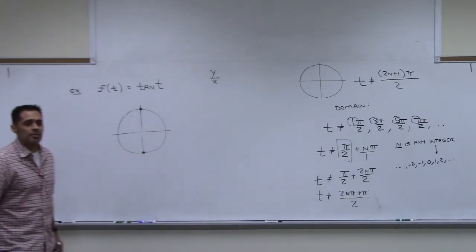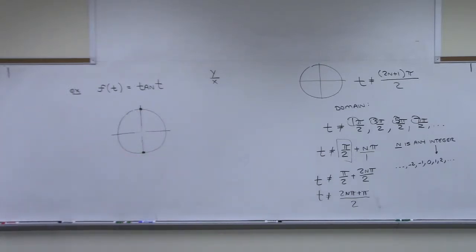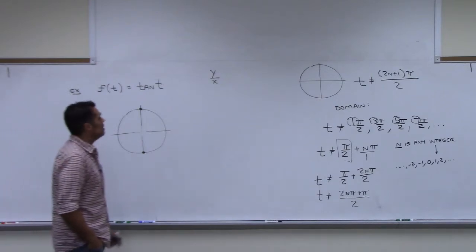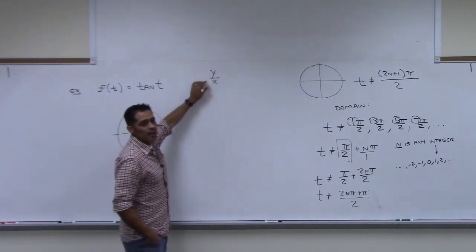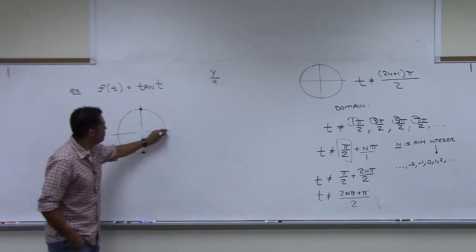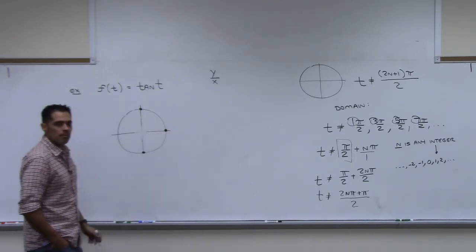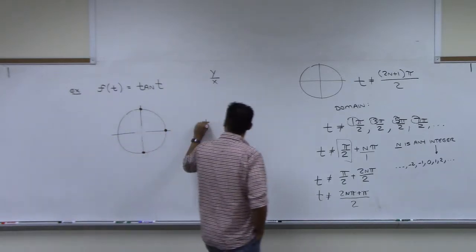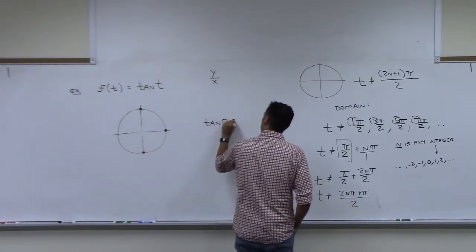What about the range of tangent? How about the outputs? This is tougher to figure out what's going on. What is the range, the outputs of tangent? So it's your y divided by your x, right? So let's just start here. What was tangent of 0? Tell me what tangent of 0 was. It was 0, wasn't it?